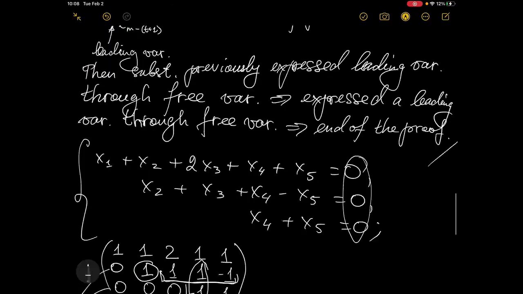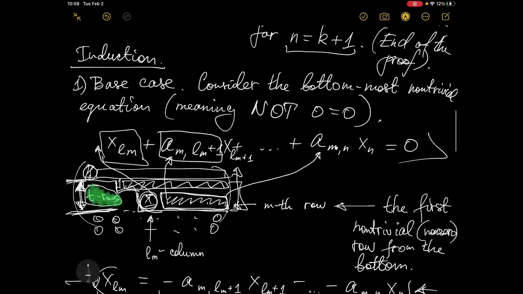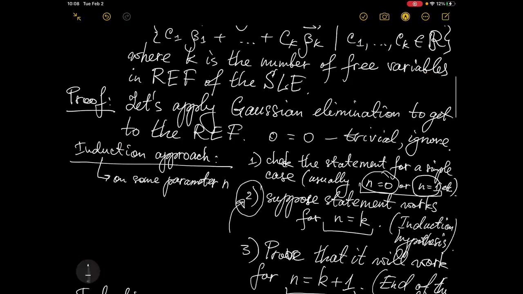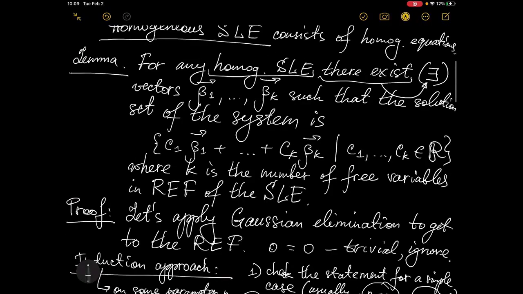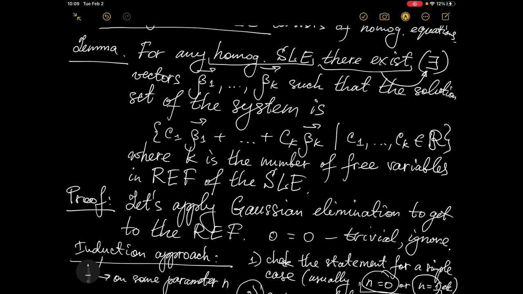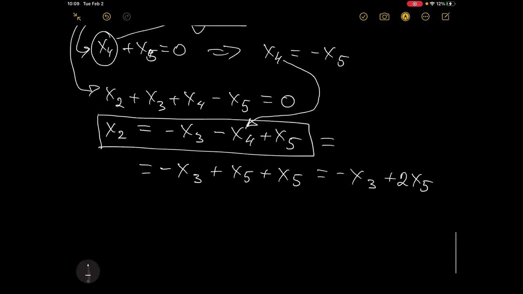So here is the formulation of the theorem. Here I can express through free variables, right? So these columns correspond to free variables, right? Clear or not? Yes. Okay, let us continue.